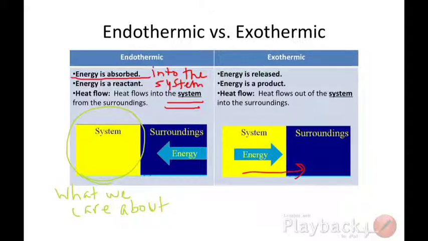On the other hand, an exothermic process is one in which energy is released. Energy would be a product of the reaction. It would sort of come out of the reaction, and heat flow will go out of the system and into the surroundings.